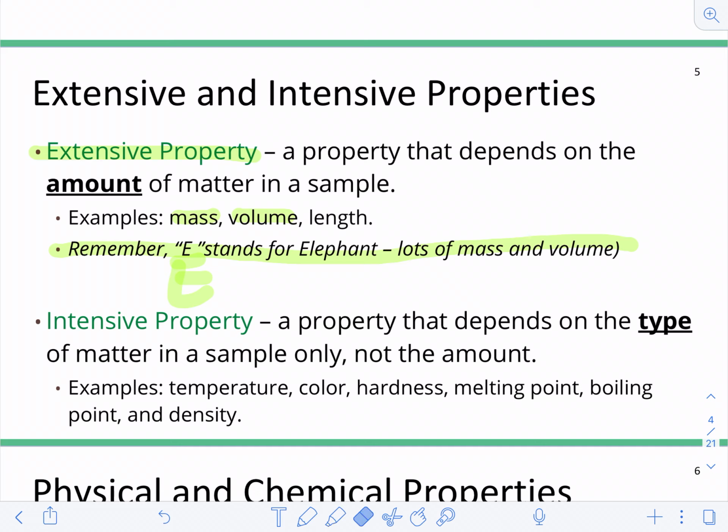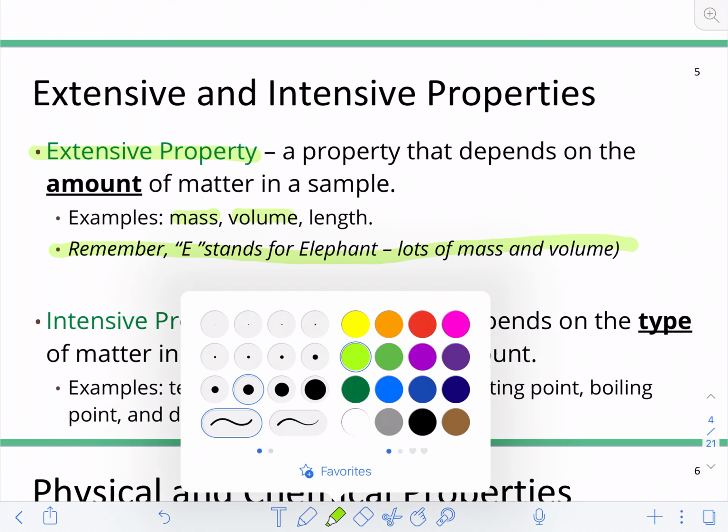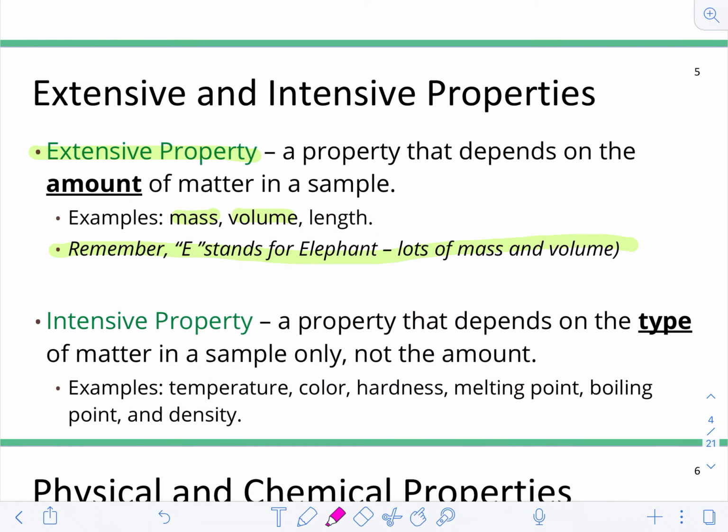The next way that we can describe matter is by its intensive properties. An intensive property is one that depends on the type of matter in a sample, not the amount. An example is the temperature of a substance at its boiling point. It doesn't matter how much water you have, it's always going to boil at the same temperature. It might take longer to get to that temperature, but it's always going to boil at the same temperature.